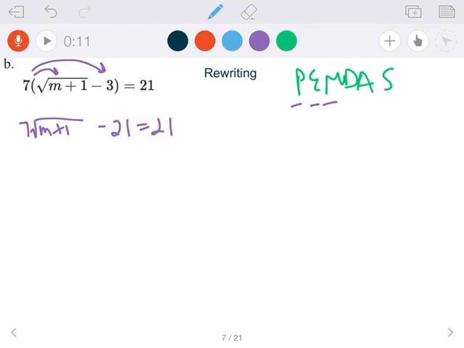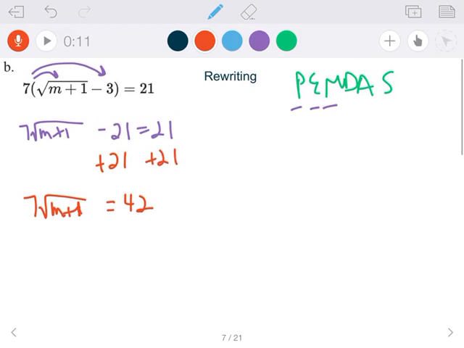And so in that case, I'm going to add 21 to both sides. So I have 7 times the square root of m plus 1 equals 42. And then I have multiplication happening here, 7 times the square root. So to undo that, I'm going to divide by 7. So then I get 6 equals the square root of m plus 1.